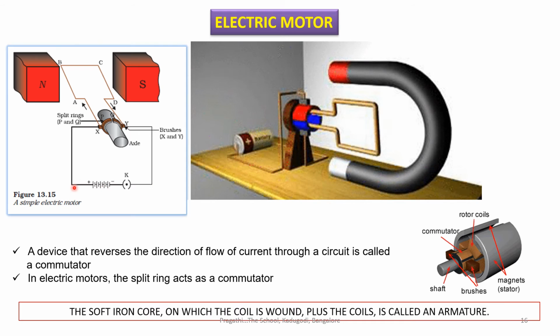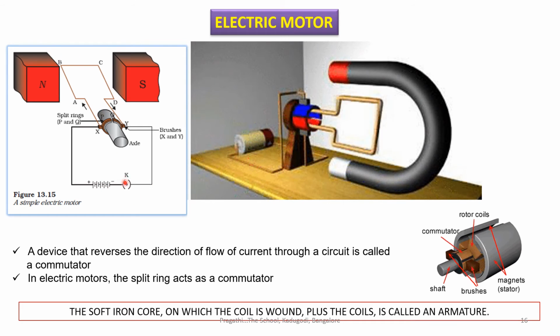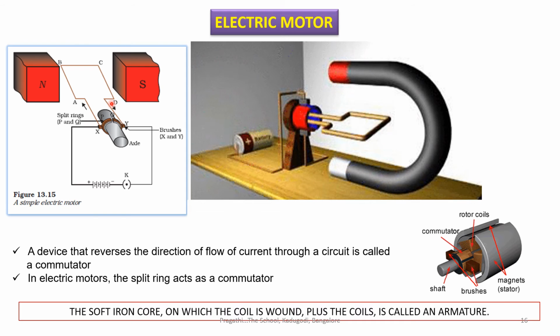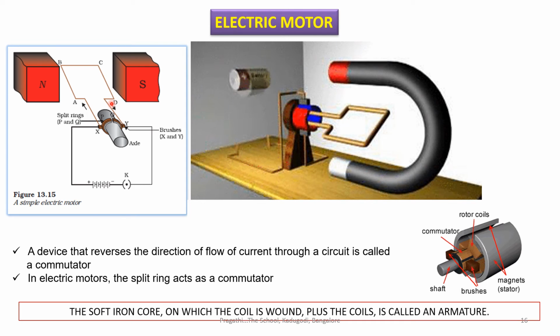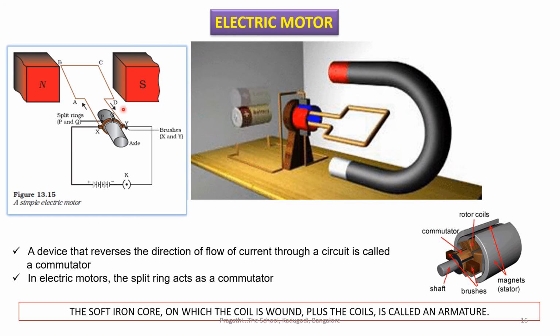So whenever the current is switched on, what will happen? Whenever the current flows through the conductor ABCD, it becomes a magnet. That means it will have magnetic flux. That means it will have a north pole and south pole. So when the north pole of this and the north pole of this magnet come together, what will happen? It will repel. Repel means it will rotate.